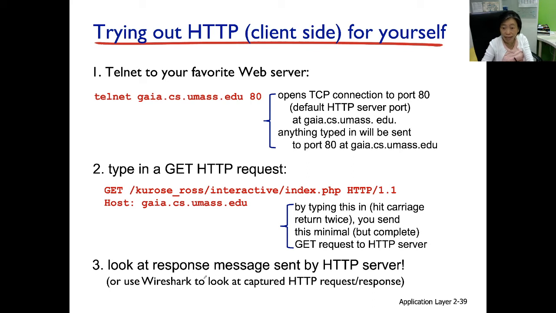And now we're ready to look at an example of what an HTTP request and response might look like in real life and in action. What I will show you in the demo coming next is to telnet to the favorite web server here, using the machine that the textbook author has set up for us. We'll telnet to gaia.cs.umass.edu at port 80. This opens the TCP connection to port 80, where a web server is already running, and anything typed in will be sent to port 80 at this server.